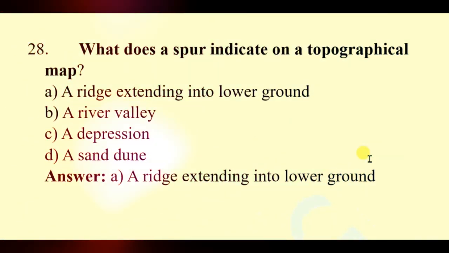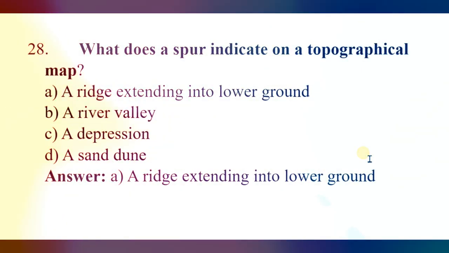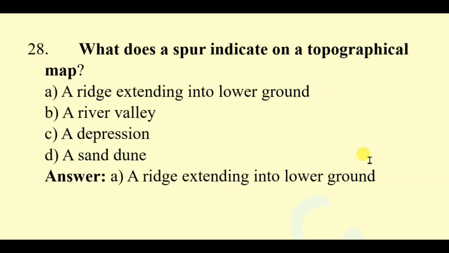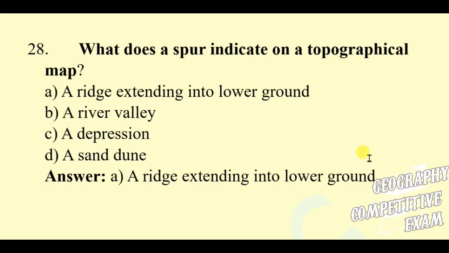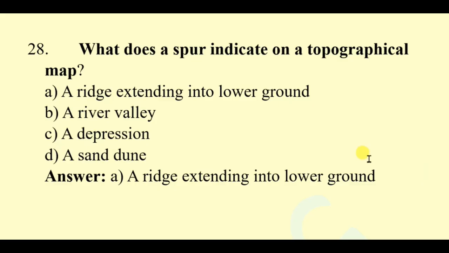Question 28. What does a spur indicate on a topographical map? A ridge extending into lower ground, a river valley, a depression, a sand dune. Here the right answer will be a ridge extending into lower ground.